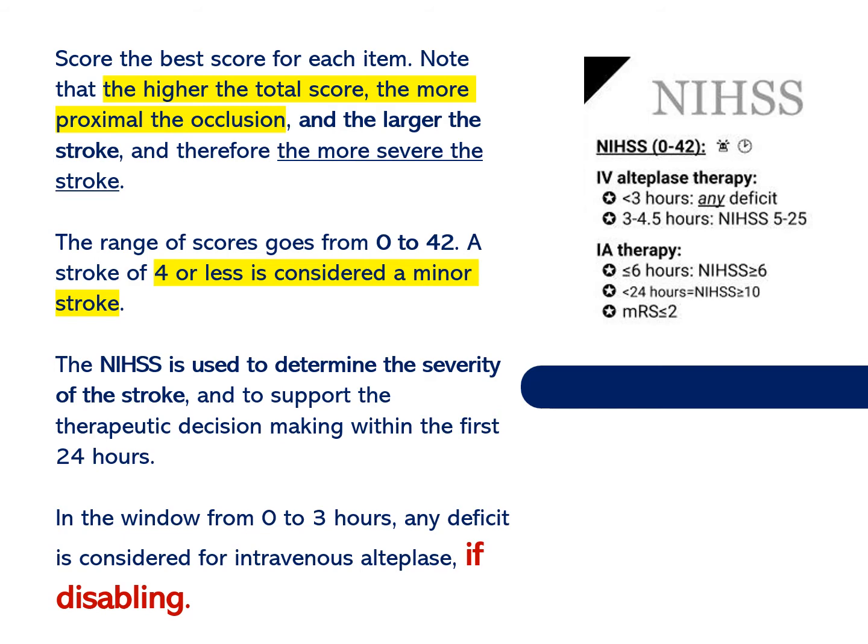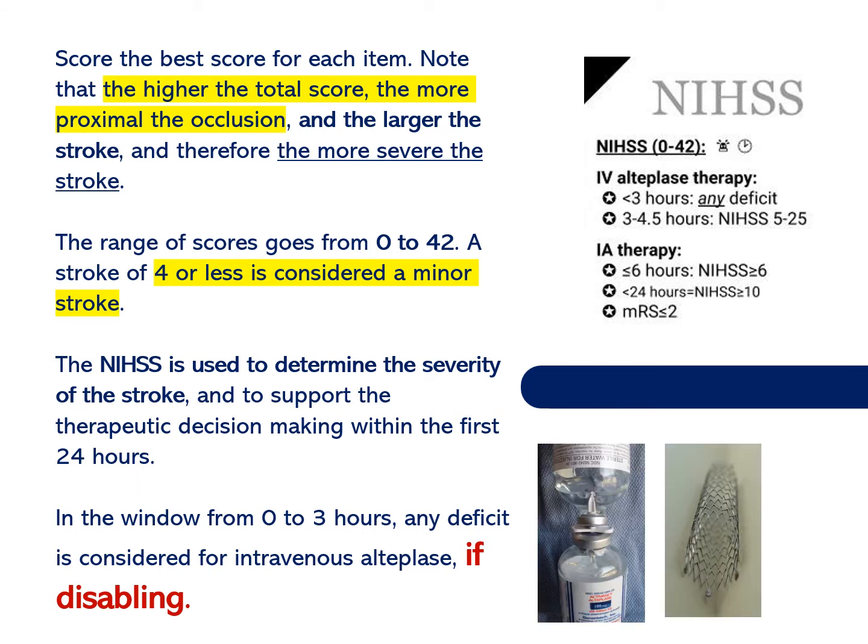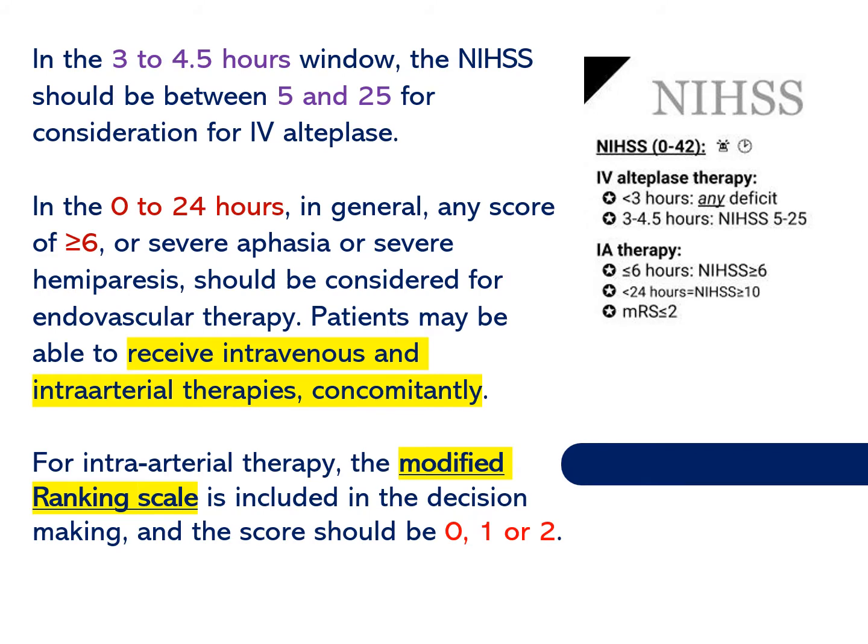A stroke of 4 or less is considered a minor stroke. The NIH stroke is used to determine the severity of the stroke, and to support the therapeutic decision-making within the first 24 hours. In the window from 0 to 3 hours, any deficit is considered for intravenous alteplase. In the 3 to 4.5 hours window, the NIH should be between 5 and 25 for consideration for intravenous alteplase.